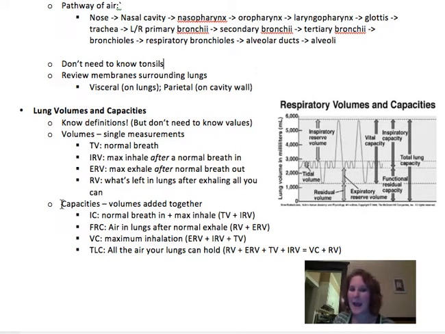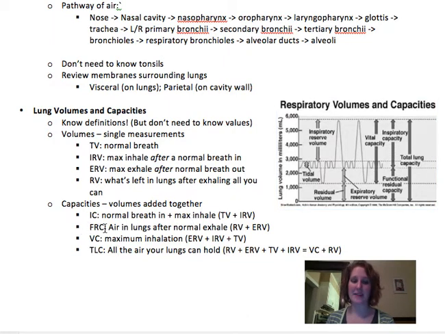So the capacities then, as I said, are just the volumes added together. Your inspiratory capacity is a normal breath in plus your maximum inhale. So your tidal volume, which is a normal breath in, and your inspiratory reserve. You can see here, here's that inspiratory capacity, taking into account that tidal volume and inspiratory reserve volume.